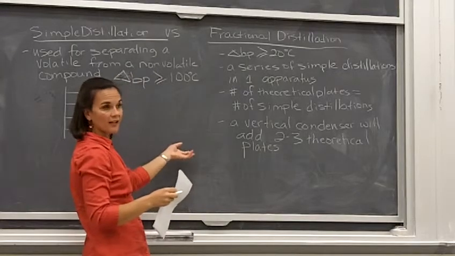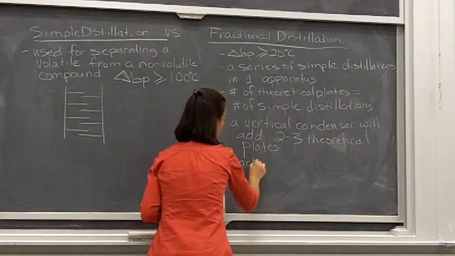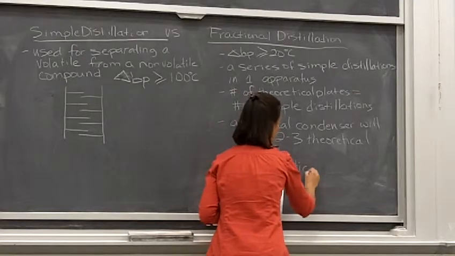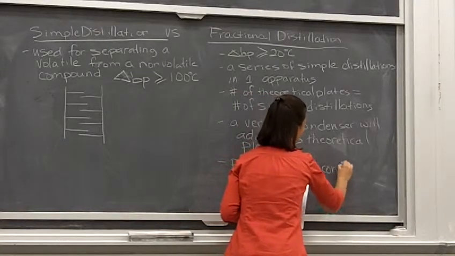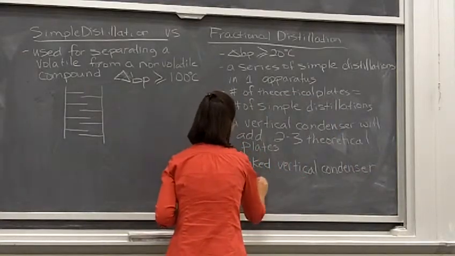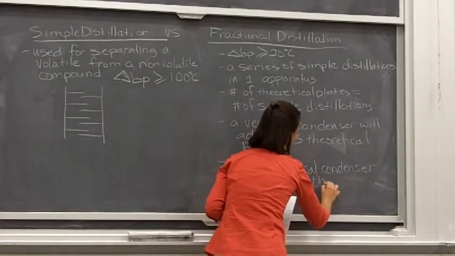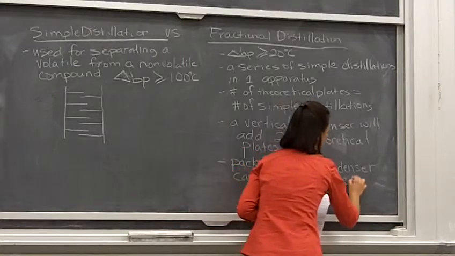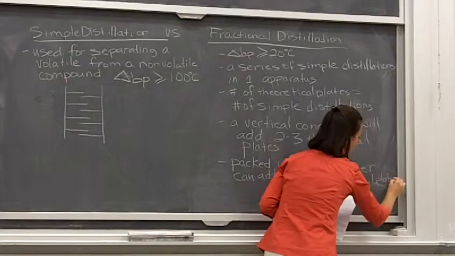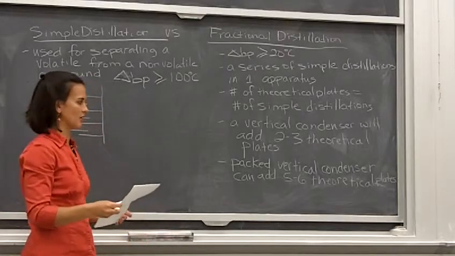Now, if we pack that condenser, which is what we're going to do this week, the packed vertical condenser can add 5 to 6 theoretical plates. And so that's what you will be adding instead of just having a simple distillation, you will be adding about 5 to 6 theoretical plates.